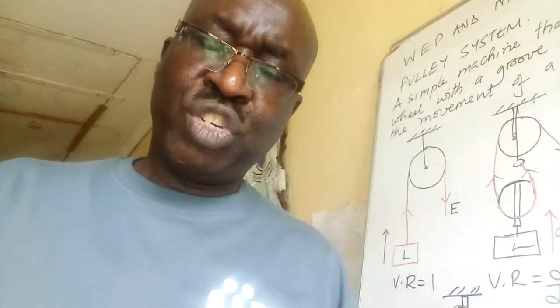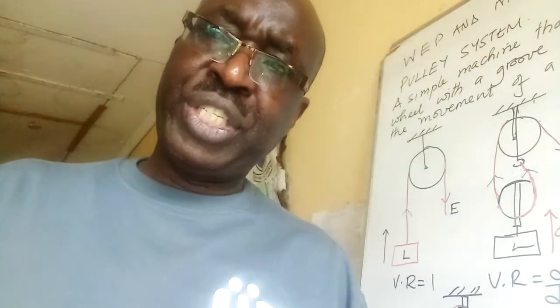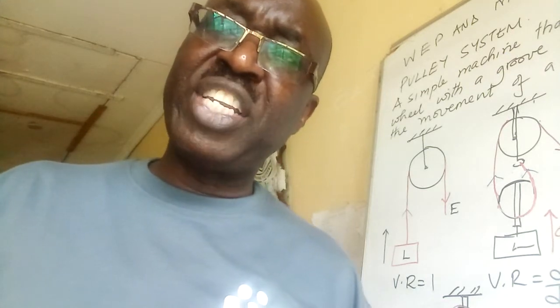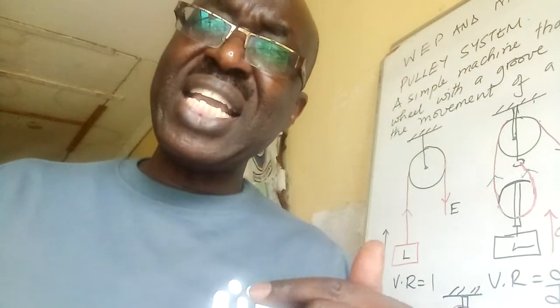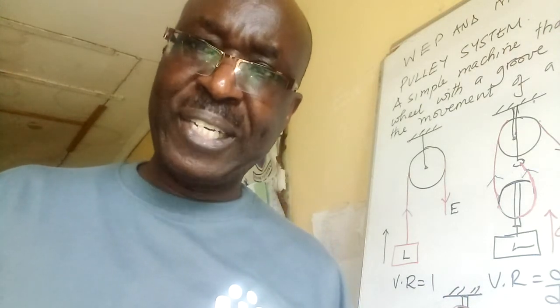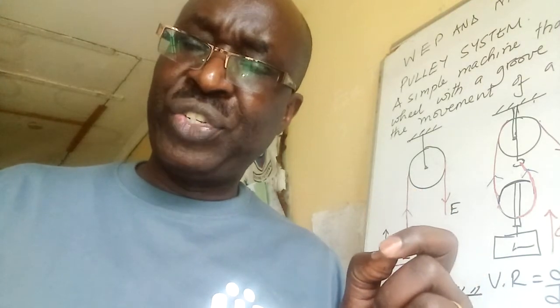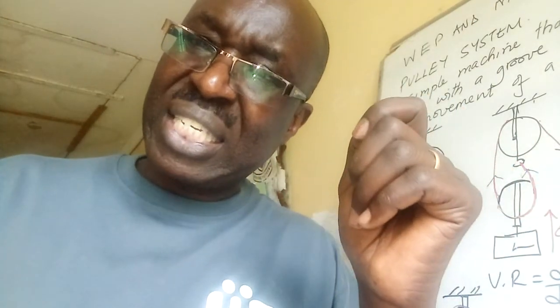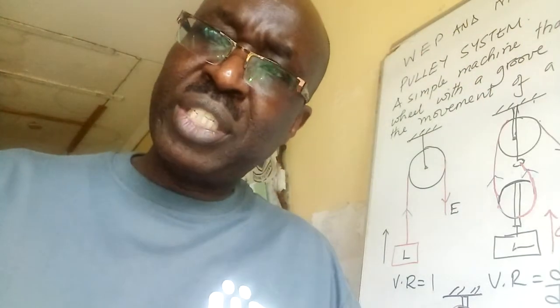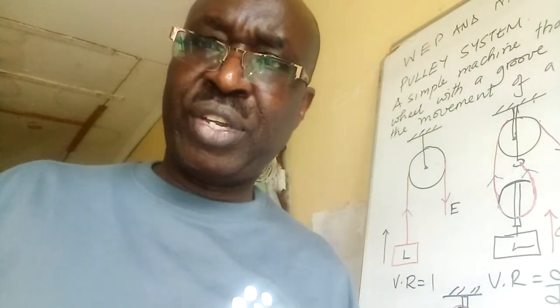However, it is not true to say that always the number of pulleys is equal to velocity ratio. No, in some cases you may have convenient pulley which just facilitate the ease with which you do work, but not necessarily determining the velocity ratio. Okay, so please, the bottom line is the strings that support the load gives you the number of the velocity ratio. So it is not necessarily number of pulleys is equal to velocity ratio. There is somewhere there is a deviation.